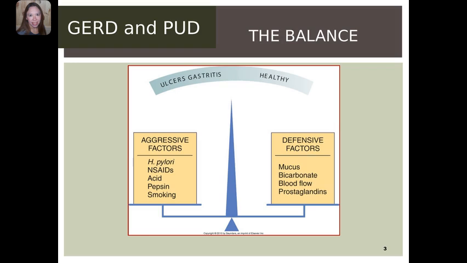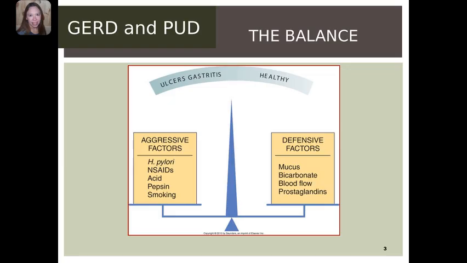Another defensive factor is bicarbonate. This is going to be secreted by the epithelial cells of the stomach and the duodenum. Most of it is going to remain trapped in the mucus layer, and what it's doing is it's trying to neutralize the hydrogen ions that penetrate the mucus.